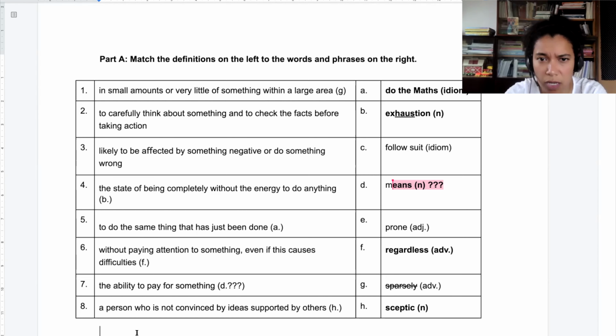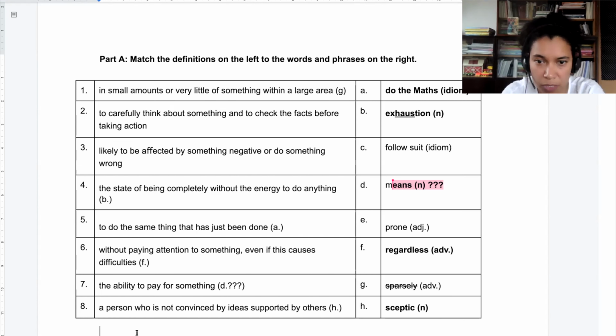And the others, it's the first time I see the expression do the maths, but by the context, I understood that this is doing something that it's already done. Yeah, that you don't need to invent a new thing. I hope it's number 5. Do the same thing. Right. Yeah.